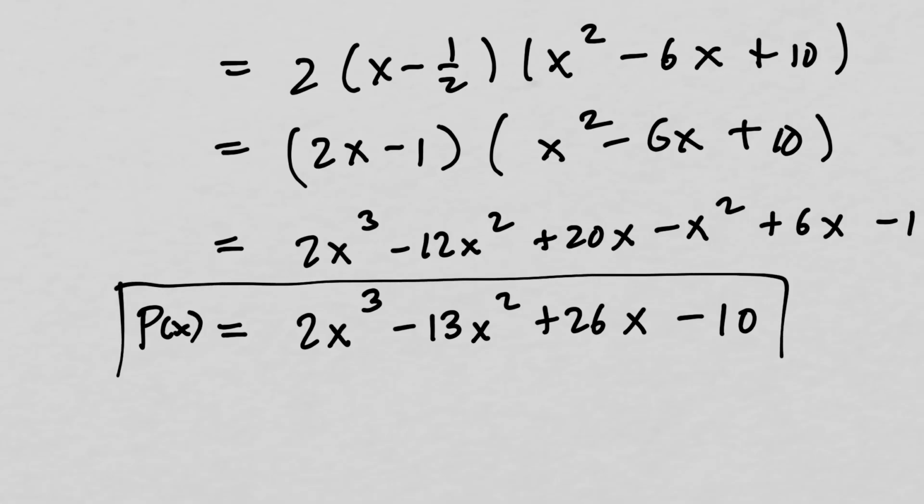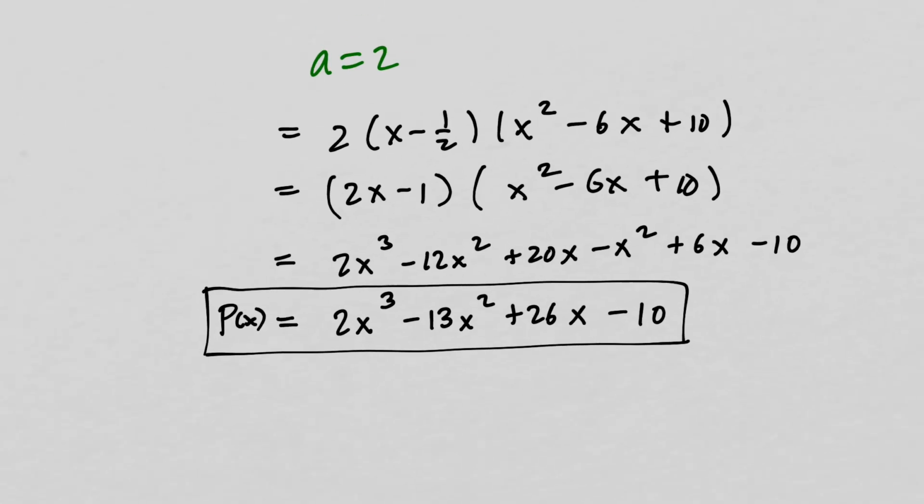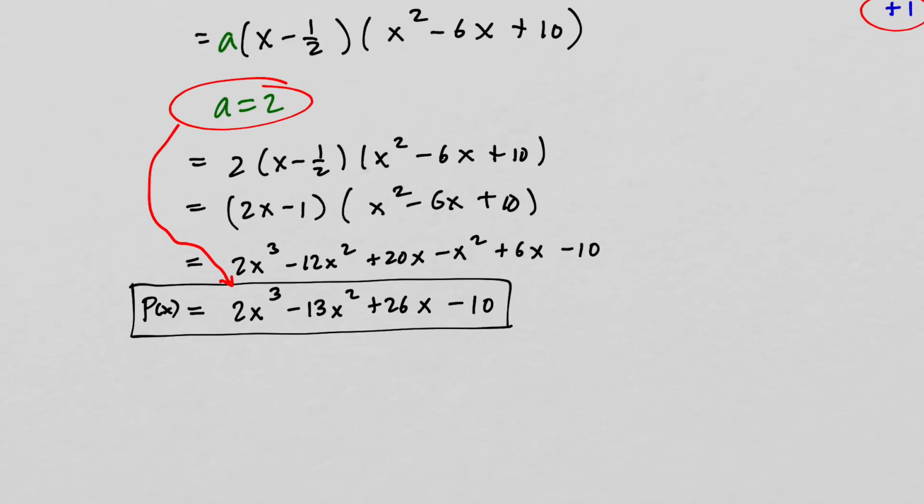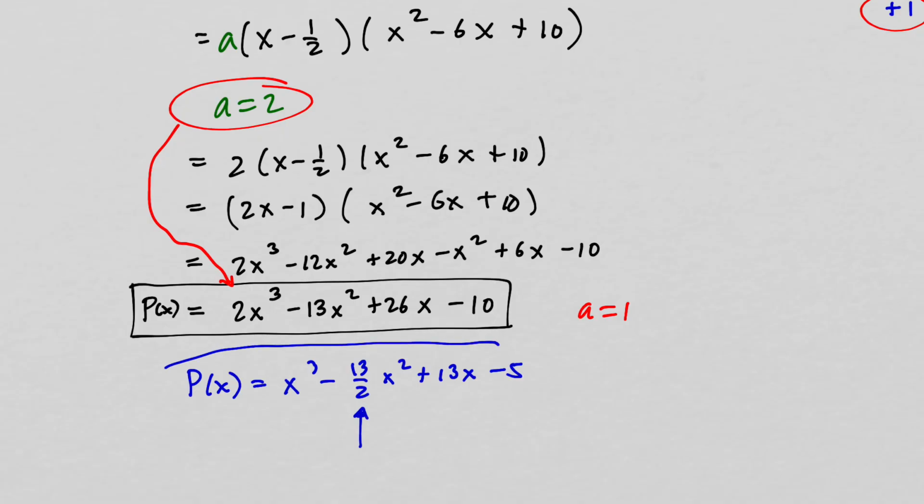Now keep in mind that you could have a different answer. I chose a to equal 2, right? And that's why we have a 2 here. If you would have chosen a to equal 1, for example, then your polynomial would have been a little bit different, right? It would have basically divided all of these numbers by 2. And so that would have been x cubed minus 13 halves x squared plus 13x minus 5. But the reason I chose a to equal 2 is because I didn't want to have a coefficient like this. Okay, but this is correct, technically.